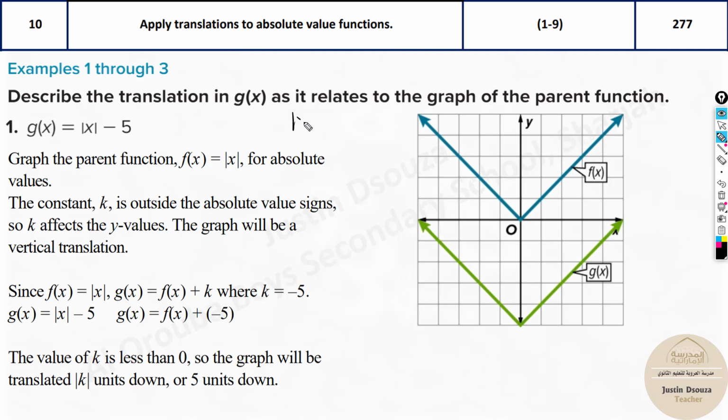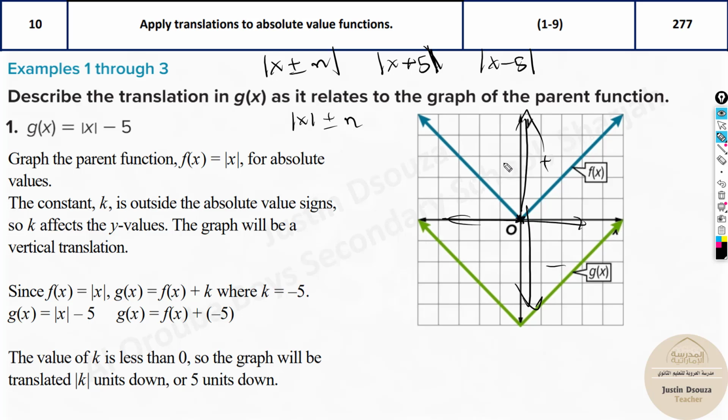Whenever you have absolute x plus or minus any number, say n, it will go either up or down. If it is plus, it will go up; minus, it will go down. When the number is inside, plus or minus n with the absolute modulus symbol around it, the modulus is these two lines, and inside that there is a number, say for example |x + 5| or |x - 5|. In this case, the vertex moves left or right.